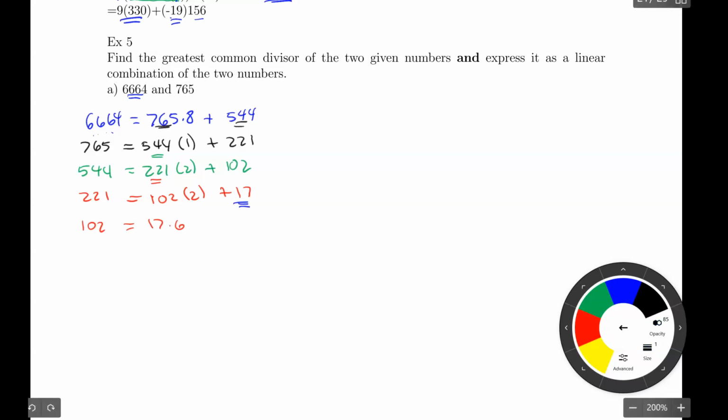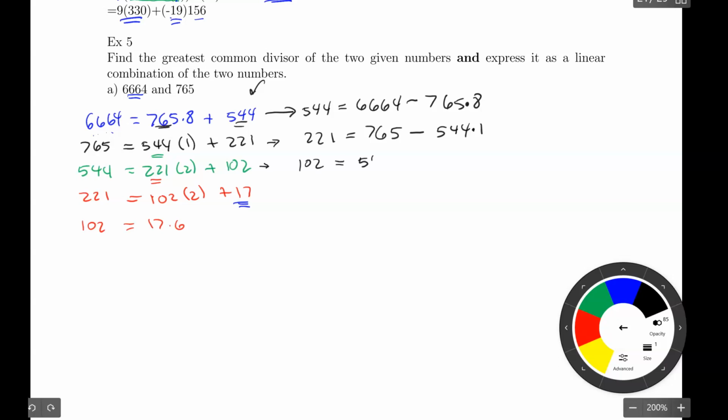Okay, so now I'm going to suggest you take the time to write each of these lines in terms of the remainders, this column here. So 544 equals 6664, subtract 765 times 8. Okay, this line here would be 221 will equal 765 minus 544 times 1. Just putting it in there for effect. 102 will equal 544 minus 221 times 2. And 17 will equal 221 minus 102 times 2.